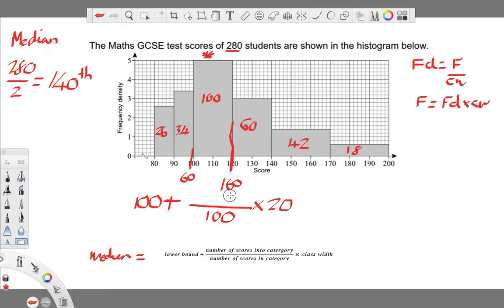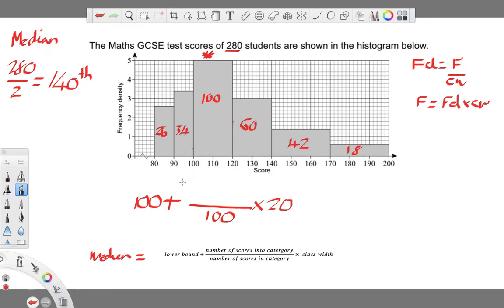So I've deliberately left the numerator of this fraction off because I'm going to work that out. In fact, I'm just going to rub out what I did here, I think that could be slightly confusing. I've deliberately left the numerator of the fraction off, the number of scores into the category, because we need to work that out.